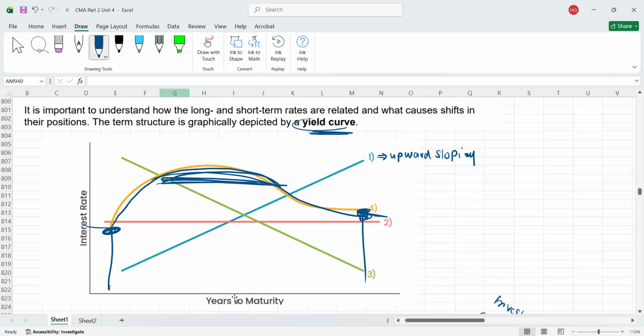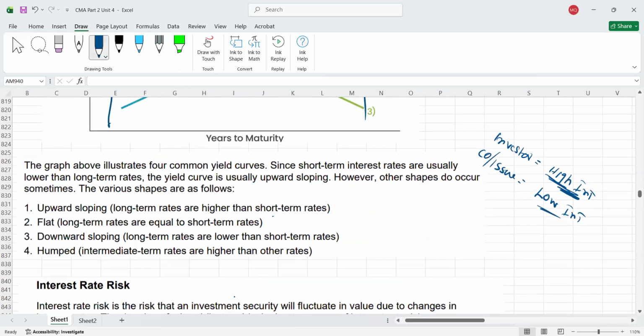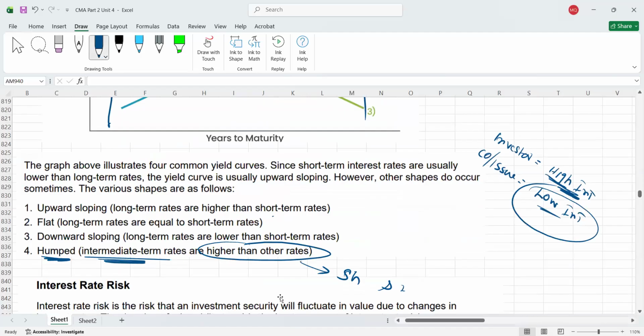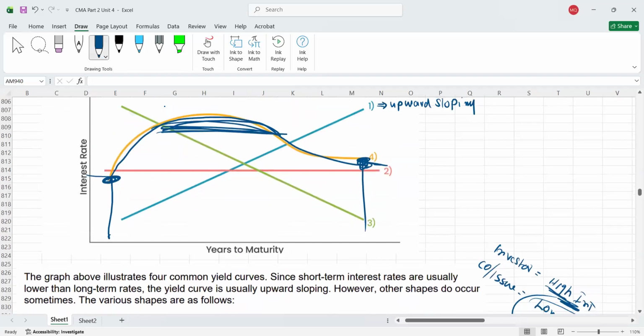So in that scenario, what will you do? If the slope is humped, intermediate-term rates are higher than other rates. Other rates means short and long term. So intermediate rates are higher. Now, as a company, because a company wants to pay low interest, the company has two options: either they can issue short-term bonds or long-term bonds, because interest is lower.